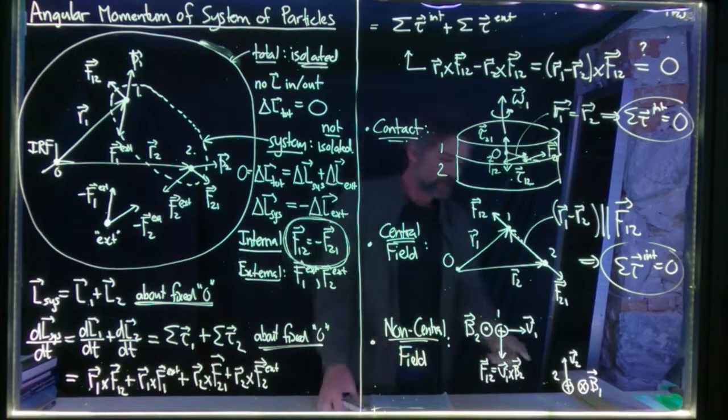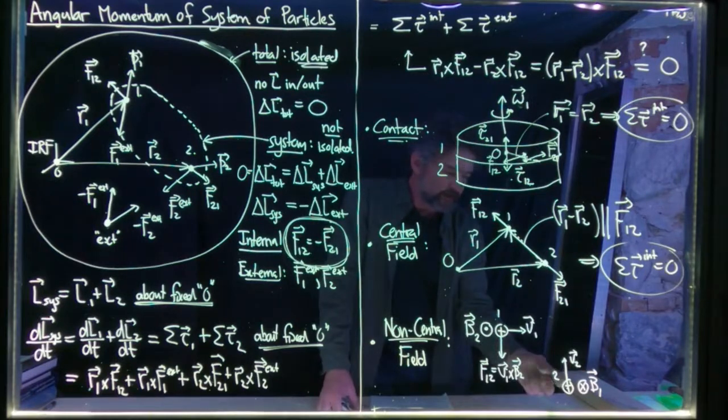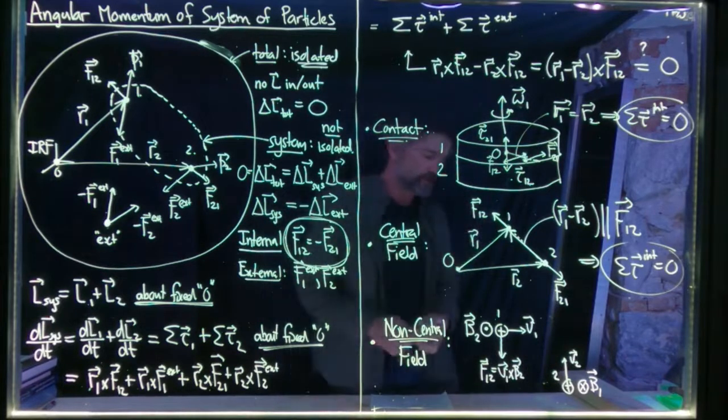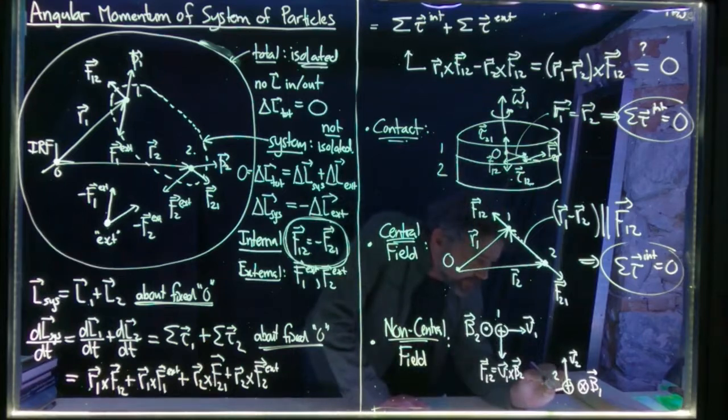And now let's evaluate the force experienced by particle number 2 moving upwards like this in a magnetic field that goes into the board. Well, you go V cross B is this way. Okay, so it's this way. So this is the force on particle number 2 due to particle number 1, the field produced by particle number 1, and that's V2 cross B1.